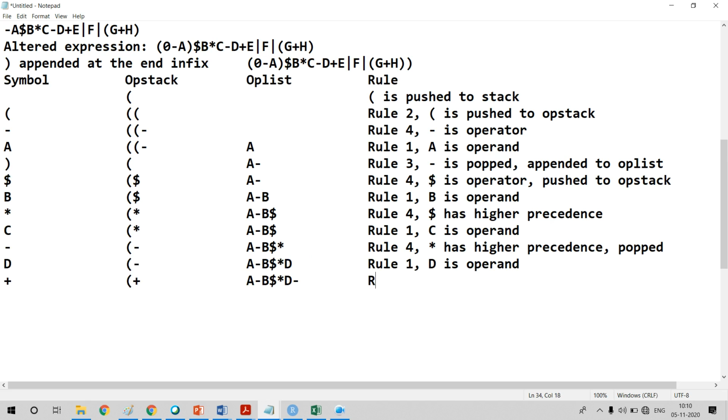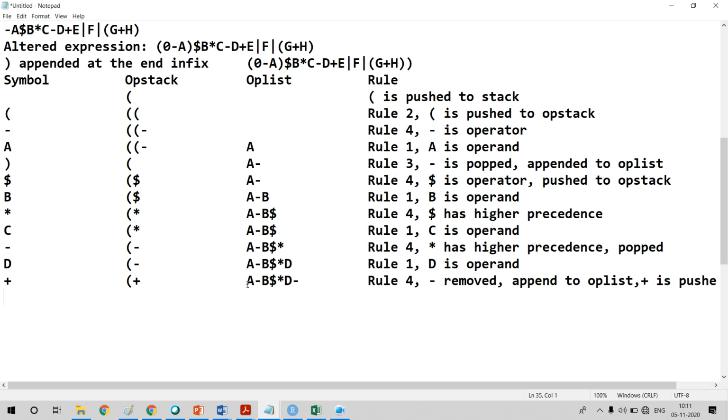So this becomes like this. This is as per rule number 4. Minus is removed and appended to OP list. Plus is added, plus is pushed to stack.